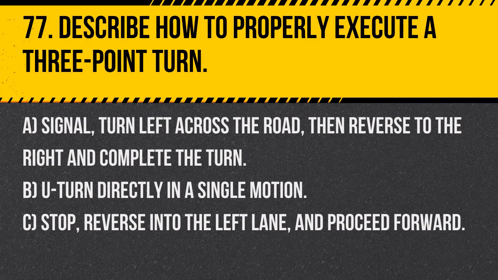Question 77. Describe how to properly execute a three-point turn. A. Signal, turn left across the road, then reverse to the right and complete the turn. B. U-turn directly in a single motion. C. Stop, reverse into the left lane, and proceed forward.